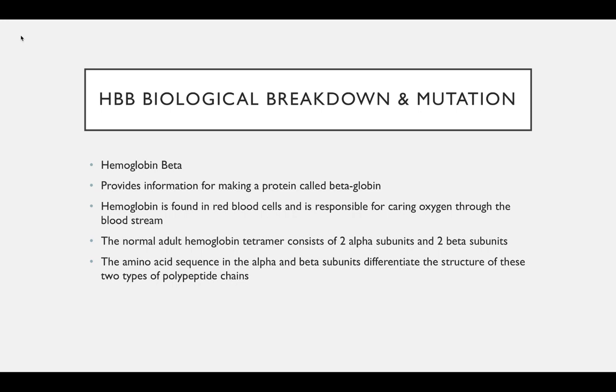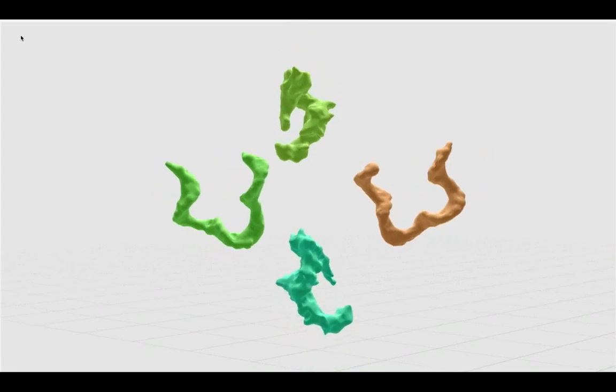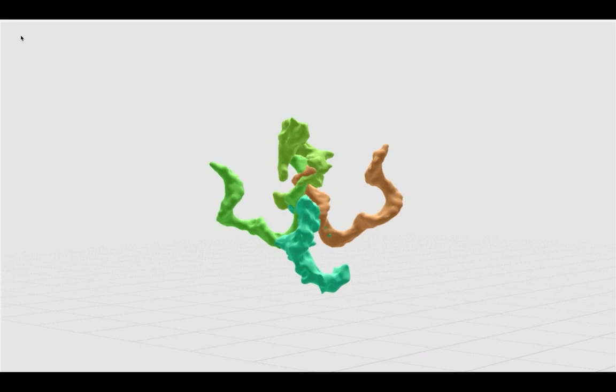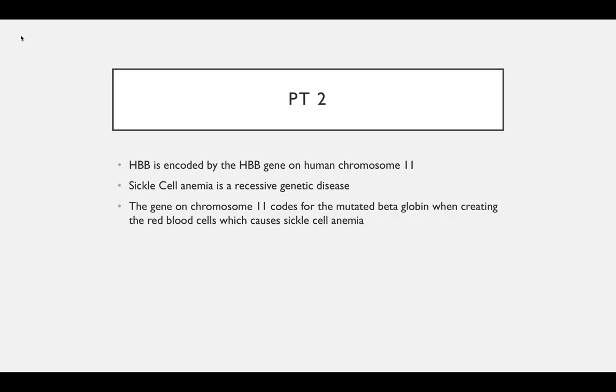HBB is short for hemoglobin beta. It provides information for making a protein called beta globin, which is a subunit of the larger protein called hemoglobin. Hemoglobin is found in the red blood cells and is responsible for carrying oxygen through the bloodstream. The hemoglobin tetramer consists of 2 alpha subunits and 2 beta subunits. HBB is encoded by the HBB gene on human chromosome 11.